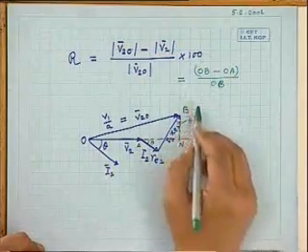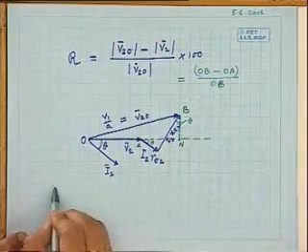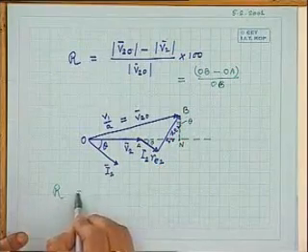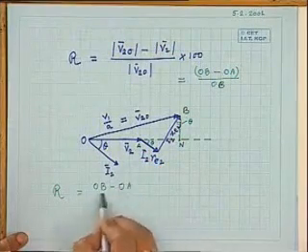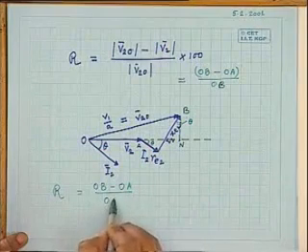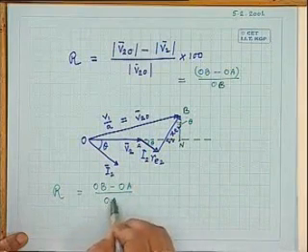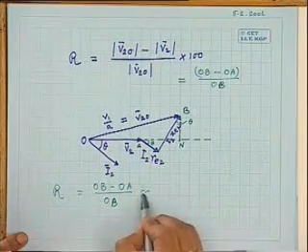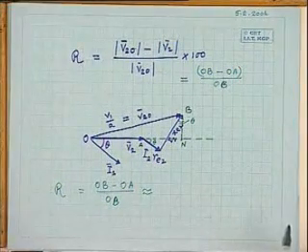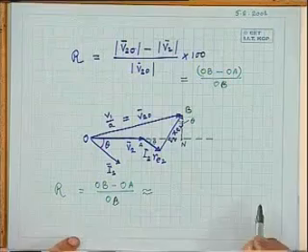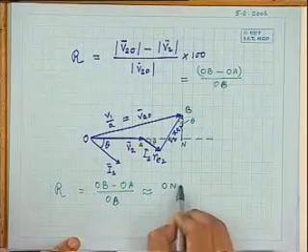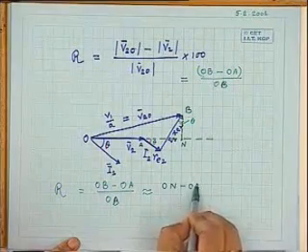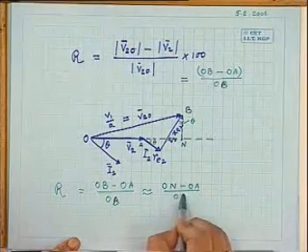Now, this regulation expression, as we have seen, is OB minus OA by OB, and this will be approximately equal to ON minus OA by OB.